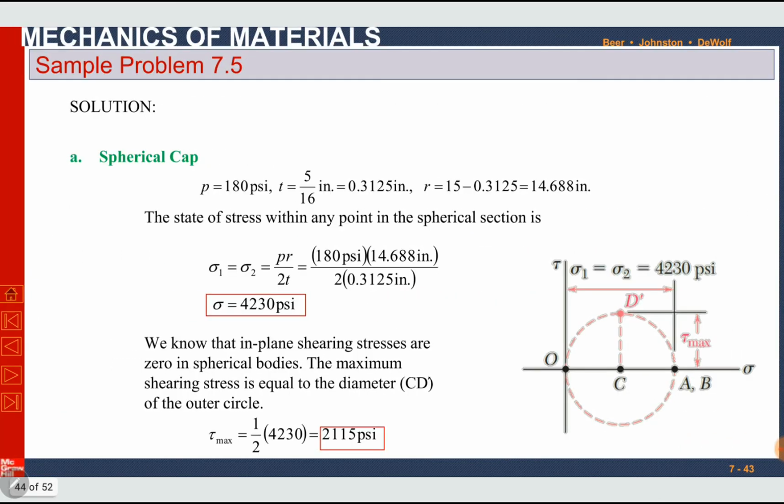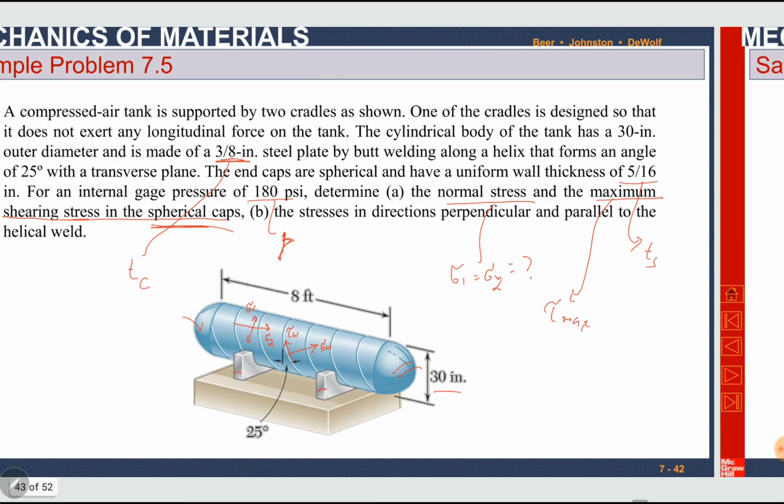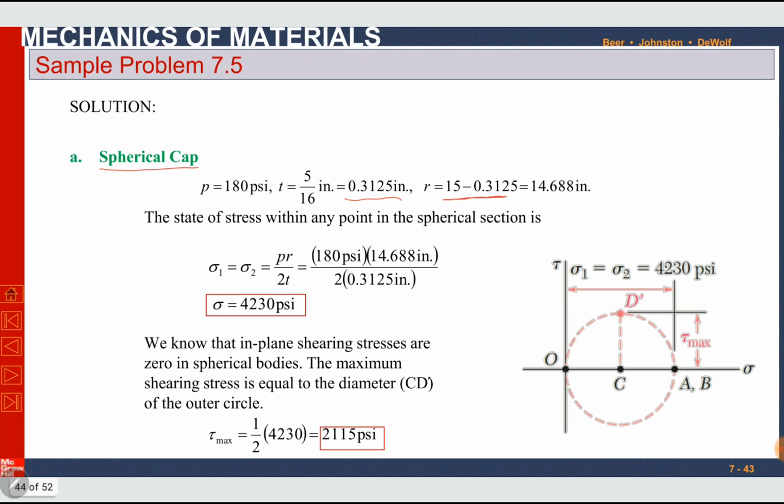For the spherical portion, p is the same for both of them, 180 psi. For the spherical portion, the thickness is given as t equals 5 by 16 inches, which becomes 0.3125 inch. Radius, this R is always the inner radius, remember. The outer diameter is given as 30 inches, so the outer radius is 15 inches. R outer minus thickness is the inner radius, or R. So it is 14.688 inches. By putting the values in this expression, sigma 1 and sigma 2 both are the same, and it becomes 4230 psi.